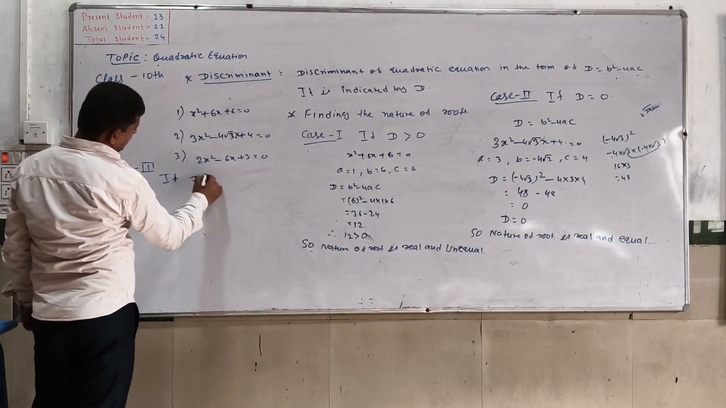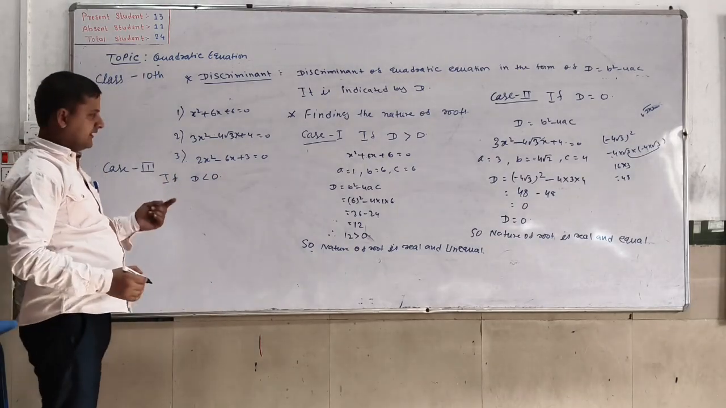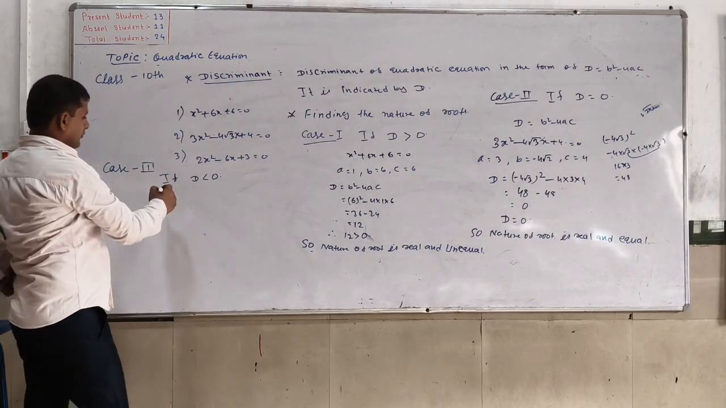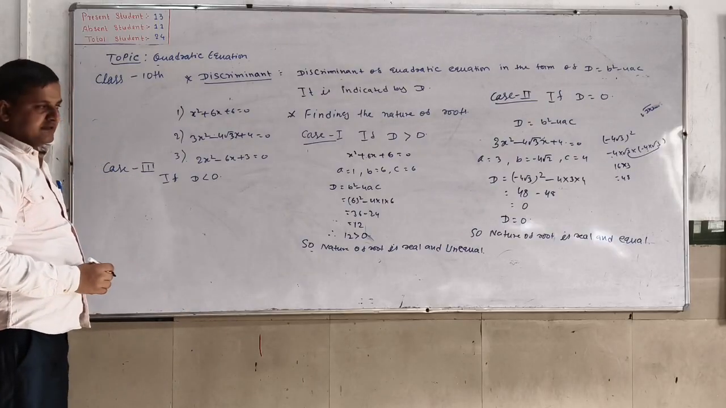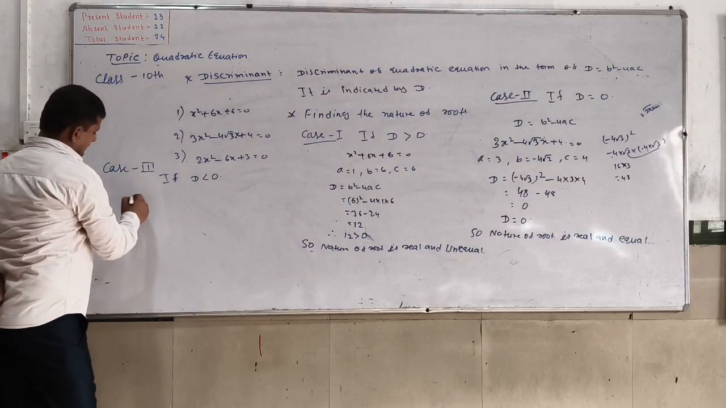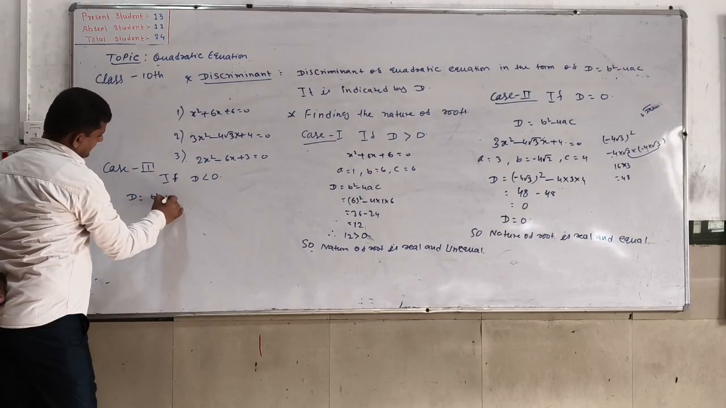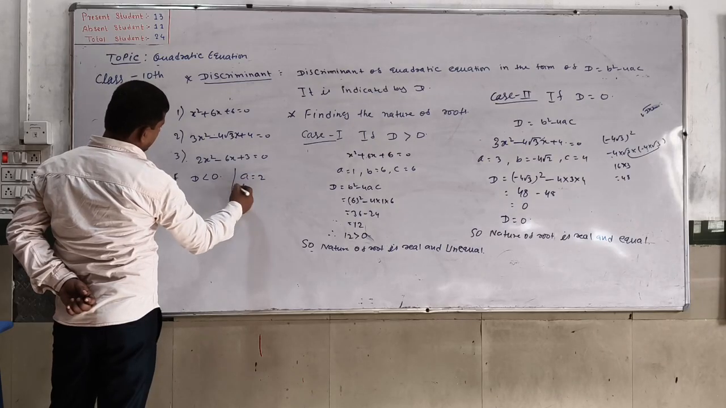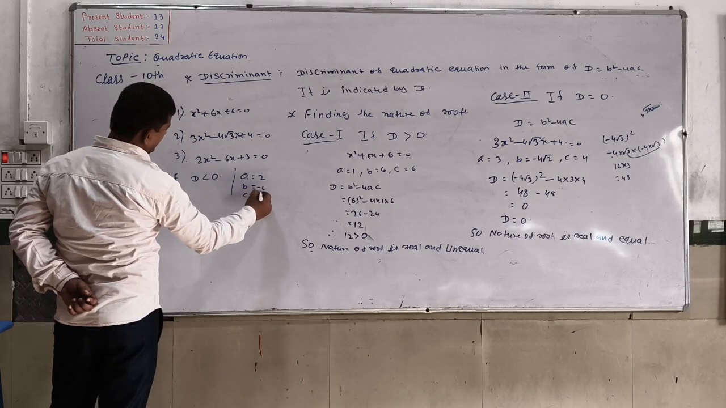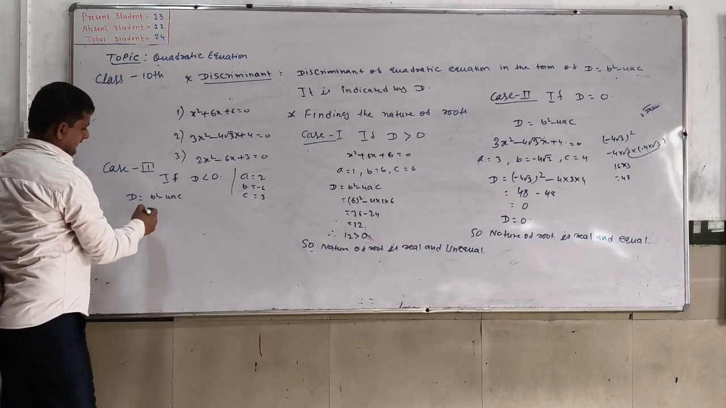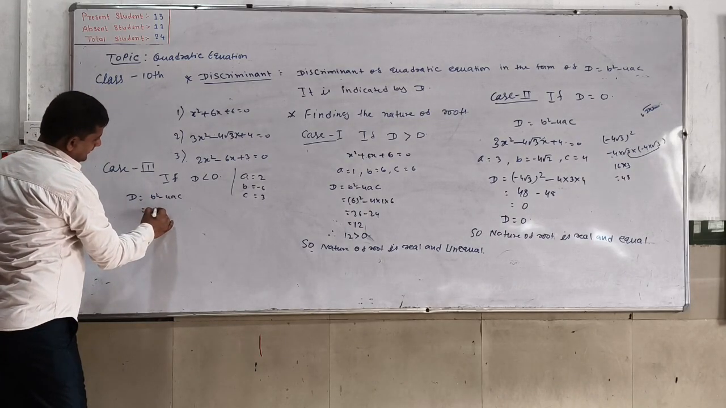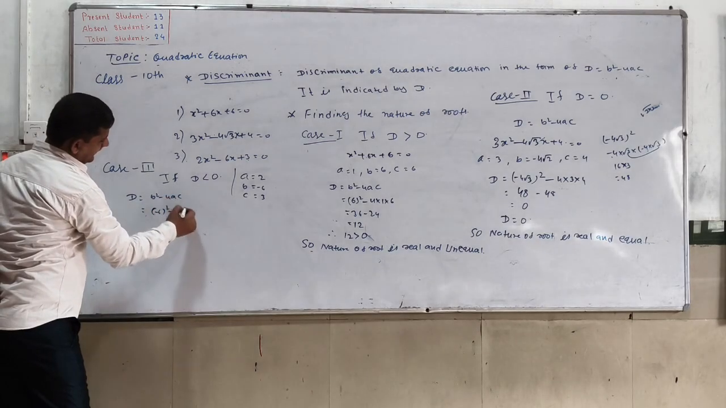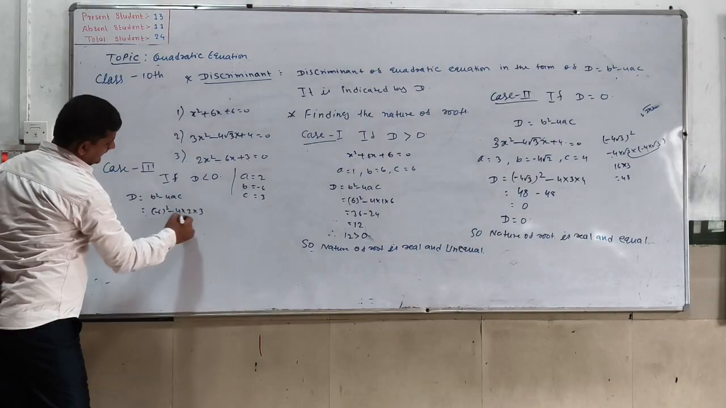if d is less than 0, then there are no real roots. It is also called imaginary numbers. So d is equal to b square minus 4ac. Here a is equal to 2, b is equal to minus 6, and c is equal to 3. Putting these values in the equation, we get minus 6 all square, minus 4 into a, where a is 2 and c is 3.